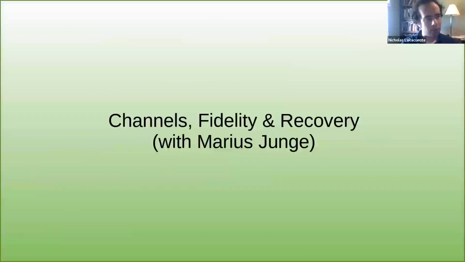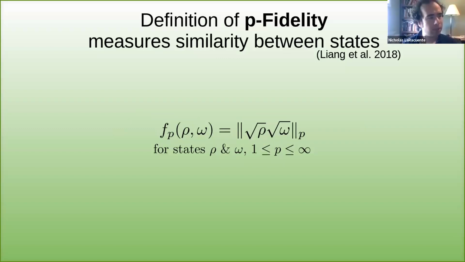But for now, I'm going to switch gears and talk about a different set of relative entropy inequalities proved with Marius Junge that relate channels, fidelities, and recovery. And so what are these three things? Well, first, p-fidelity is a notion that we'll use here. This is a measure of similarity between states. This is this function f_p of rho and omega. And this was originally introduced by Liang and co-authors in 2018. So this is a fairly new construction.